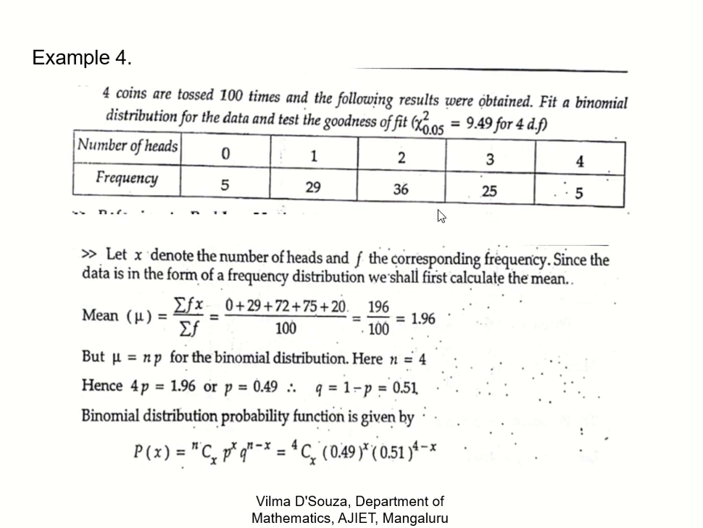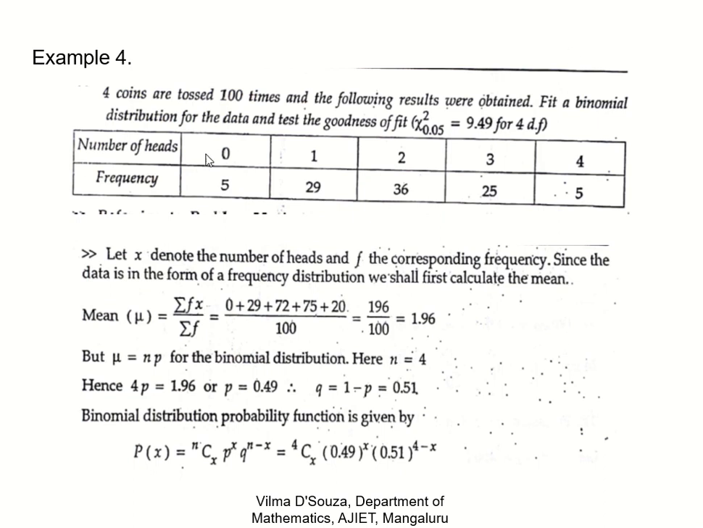Okay, I have given you one more problem here. This is quite different. 4 coins are tossed 1000 times and the following results were obtained. Fit a binomial distribution for the data and test the goodness of fit. Chi square is 9.49 for 4 degrees of freedom. Number of heads 0, frequency 5; 1, 29; 2, 36; 3, 25; 4, 5.